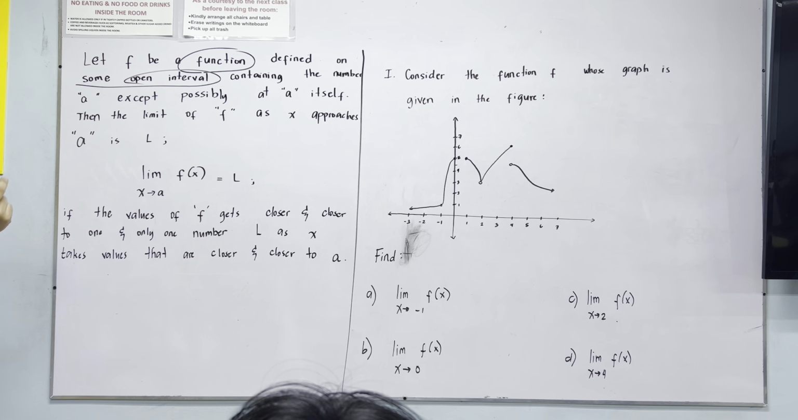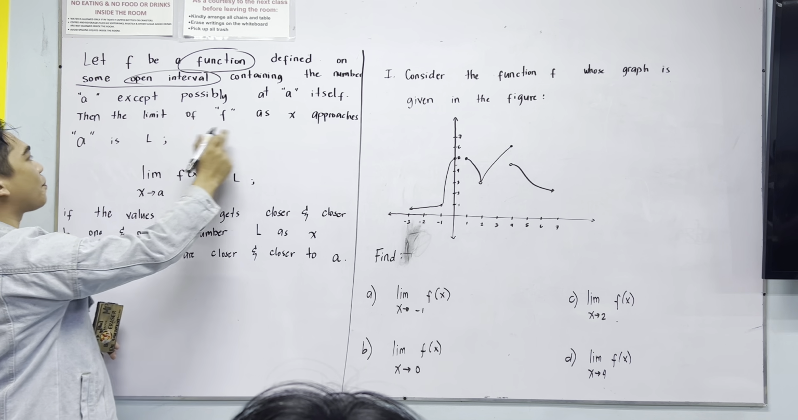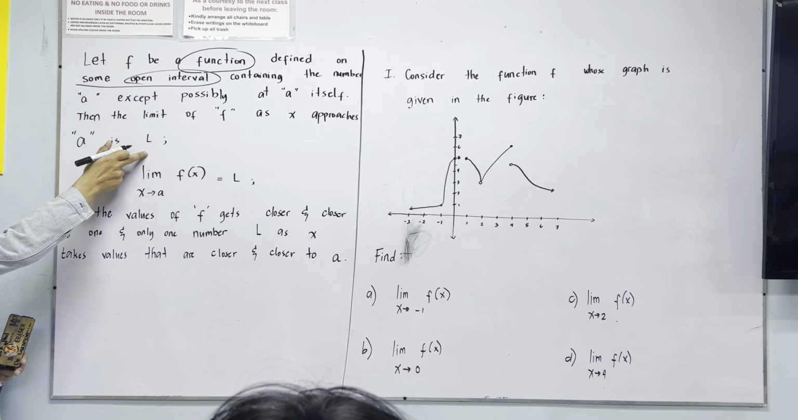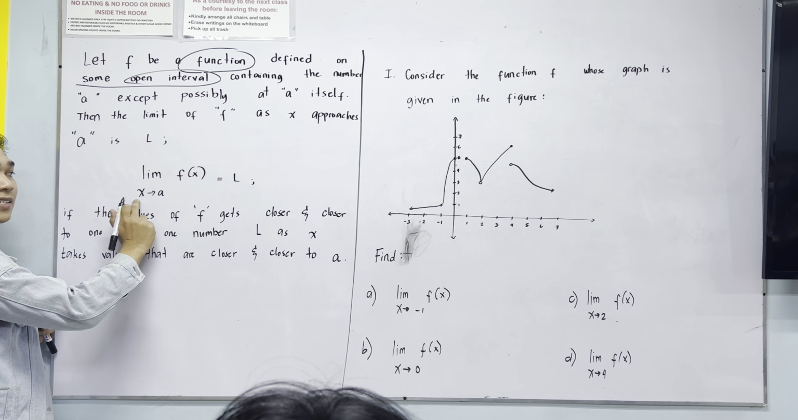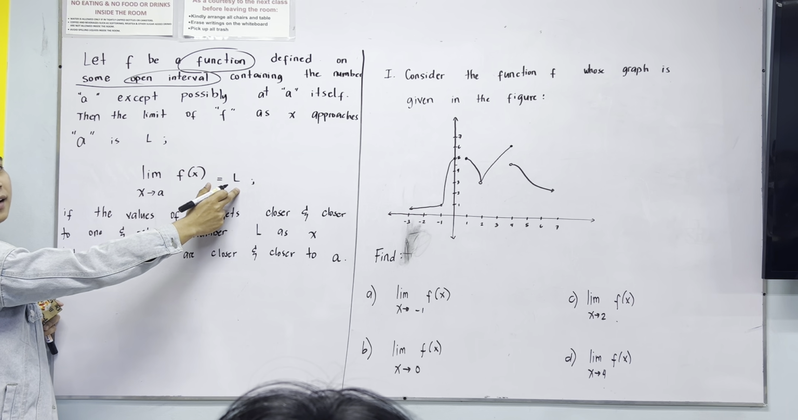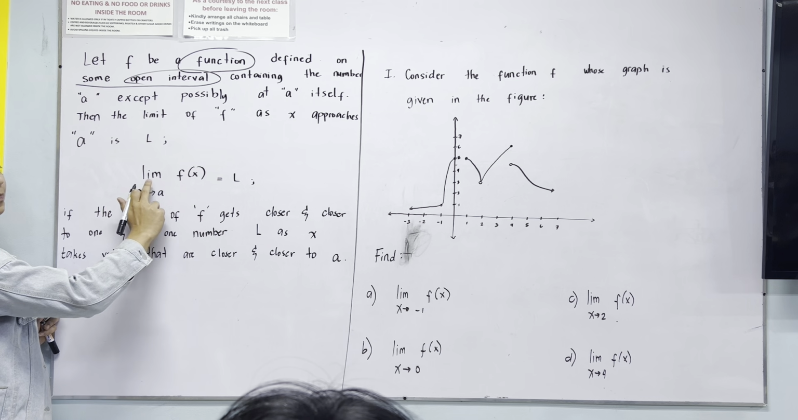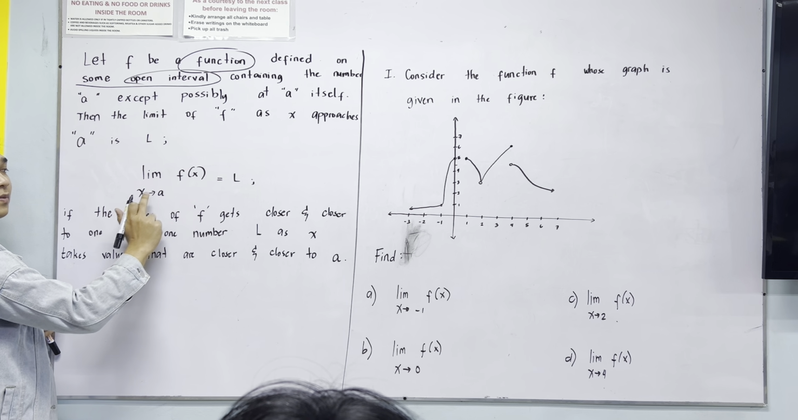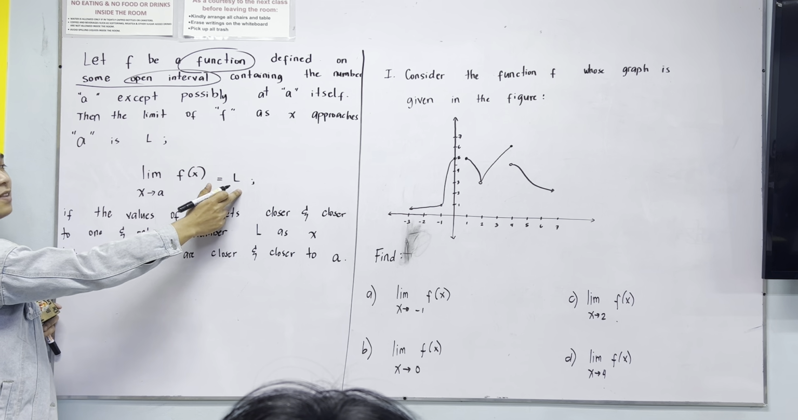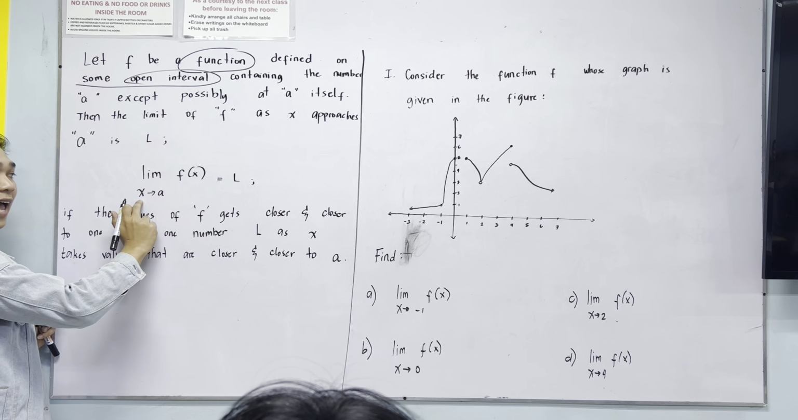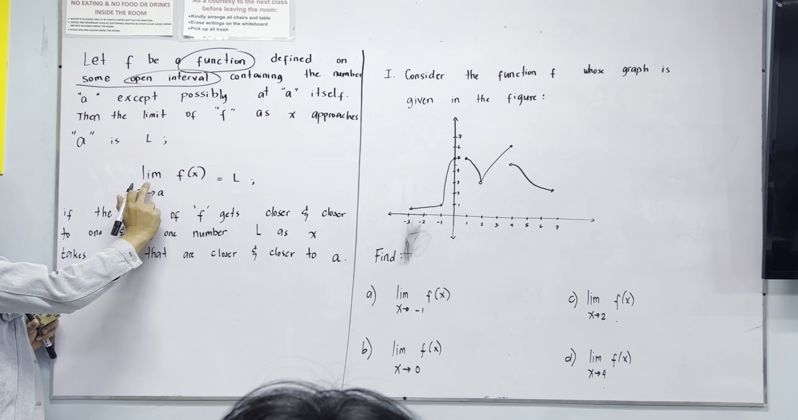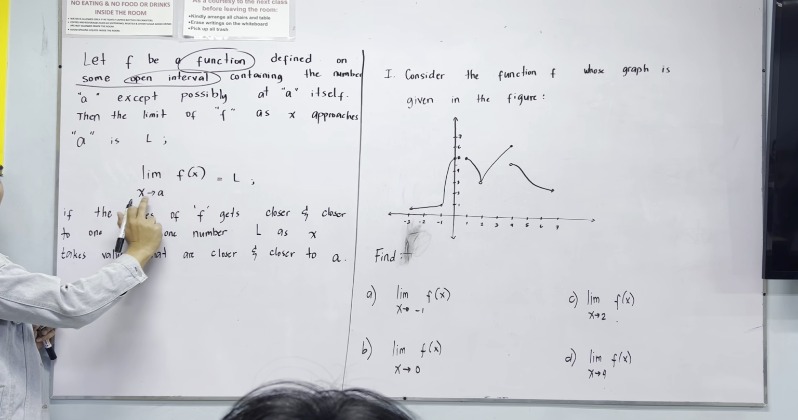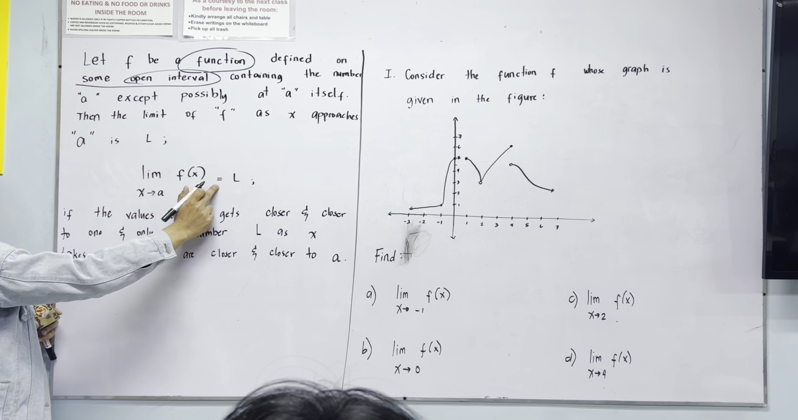Then, the limit of the function as x approaches A is L. This can be written as the limit of the function as x approaches A is equal to L. Kindly repeat. The limit of the function as x approaches A is equal to L.